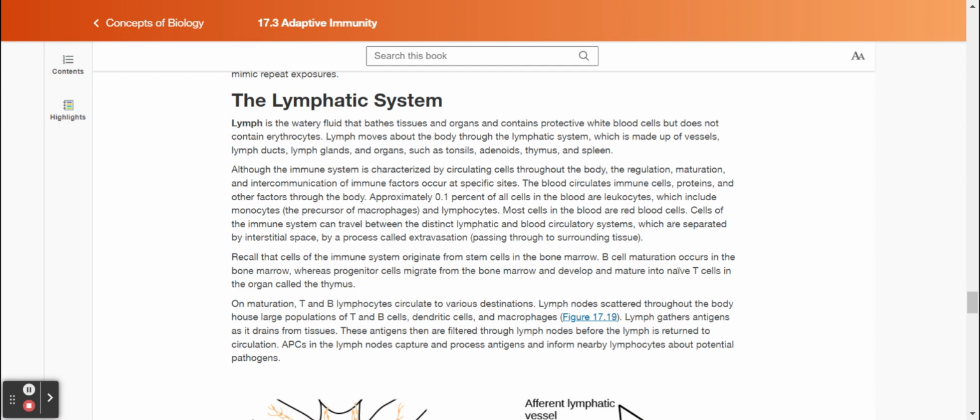The lymphatic system. Lymph is the watery fluid that bathes tissues and organs and contains protective white blood cells, but does not contain erythrocytes. Lymph moves about the body through the lymphatic system, which is made up of vessels, lymph ducts, lymph glands, and organs, such as tonsils, adenoids, thymus, and spleen.